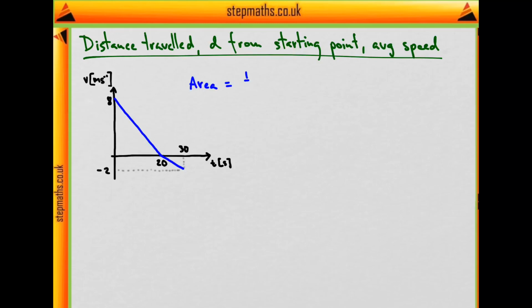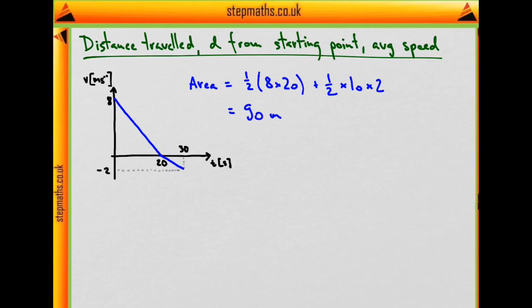And that area is 1/2 for a triangle, 8 times 20, the two sides of the first triangle here, the bigger triangle. And then for the smaller triangle, 1/2 times 10 times 2, which equals 80 plus 10 is 90 meters.